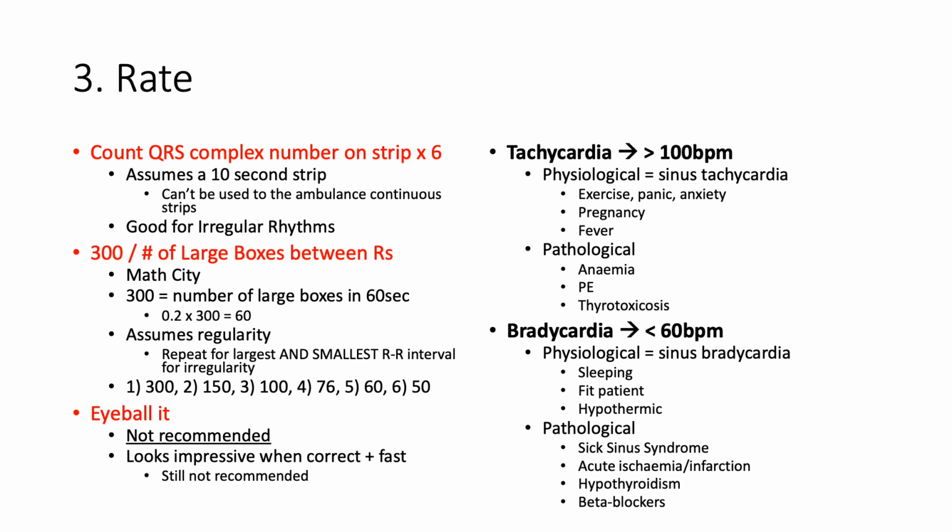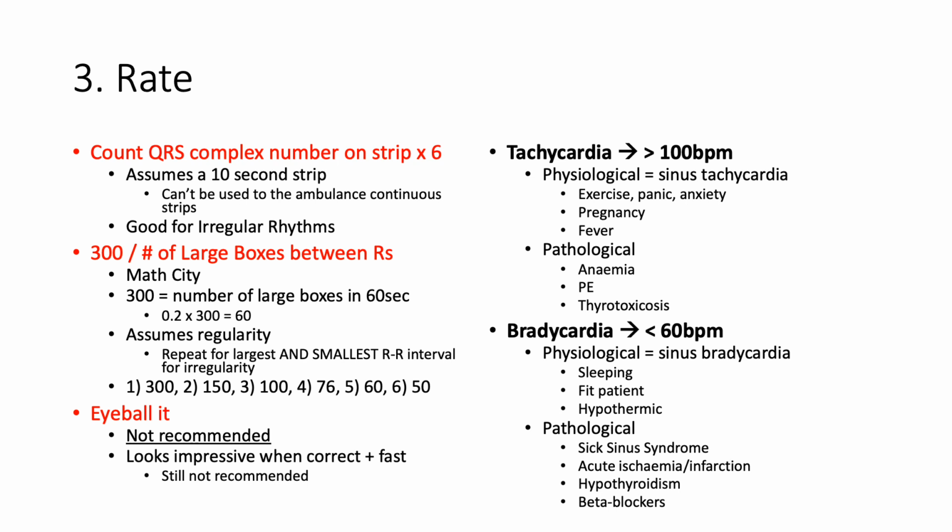The rate. It's good to start at a rate, because that's going to give you a really good starting position as to what you might think this is. We'll go through some of the causes in a second, but having a look at how you work it out. This is a really common approach, where you count all of the QRS complexes and you times it by 6. It assumes that it's a 10-second strip, which sometimes might not be the case.